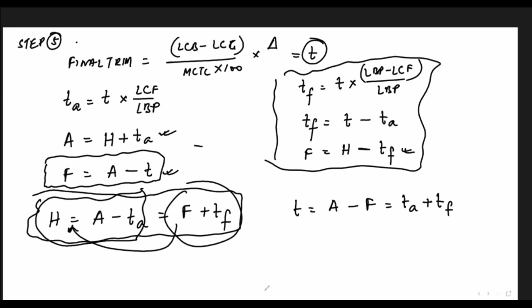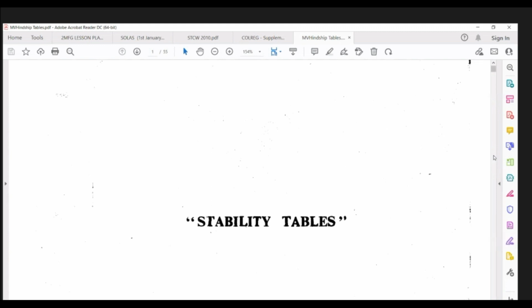Okay, are we done writing? Okay. Yes, sir. Everyone? Yes. Okay, now please open your MV Inship tables last page. Last page. MV Inship tables last page.